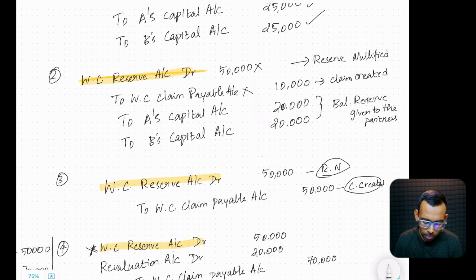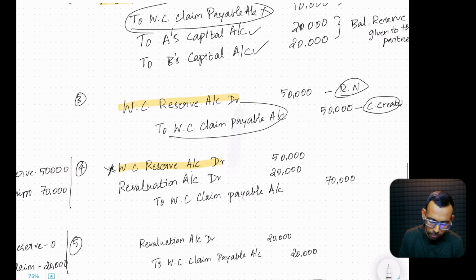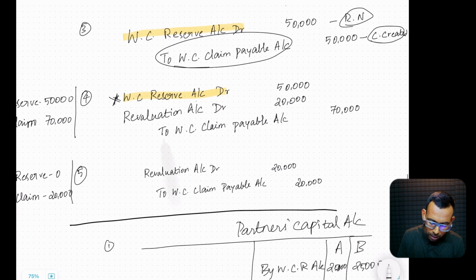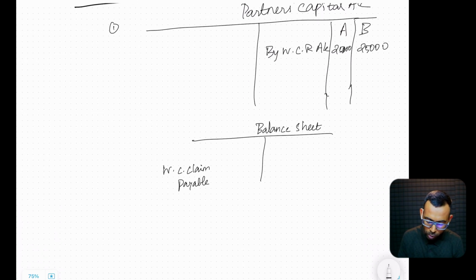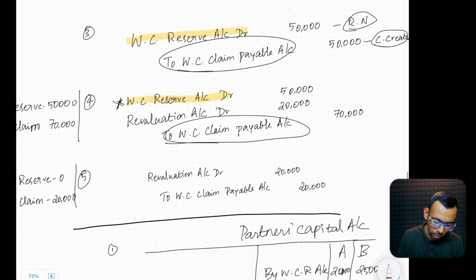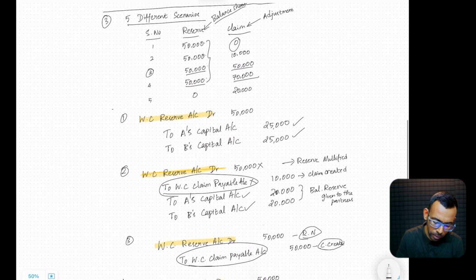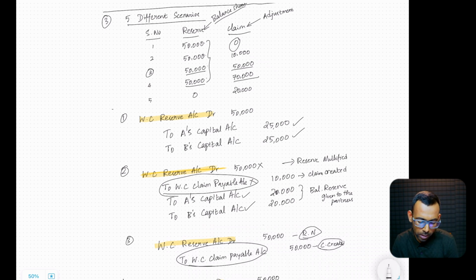So again, you don't have to write these two accounts, but you have to write this account. But in every scenario, whenever there is workman claim payable, whenever there is a liability, in the balance sheet you have to write that amount on the liabilities column. For the first scenario, no amount will be there in the balance sheet, because we did not have any claim in this question itself, isn't it? We don't have a claim at all in this scenario.